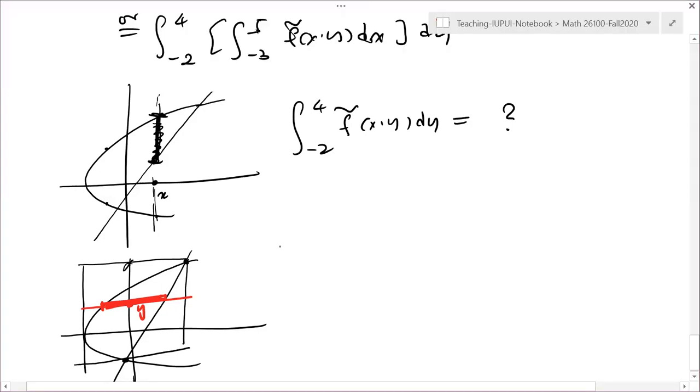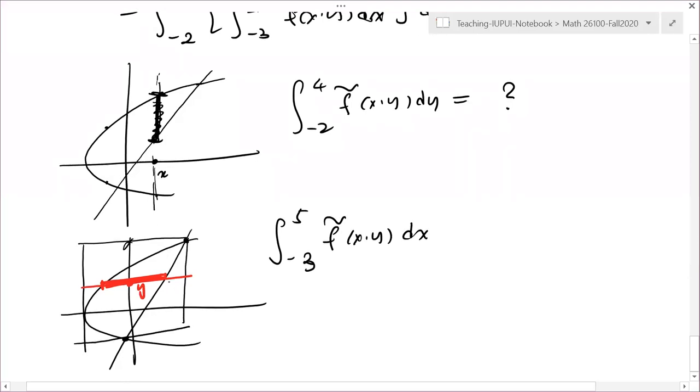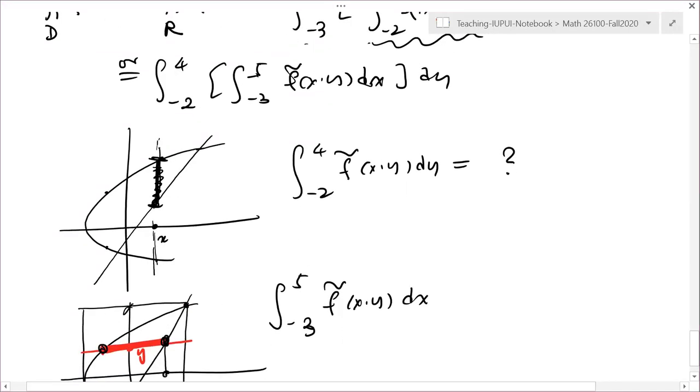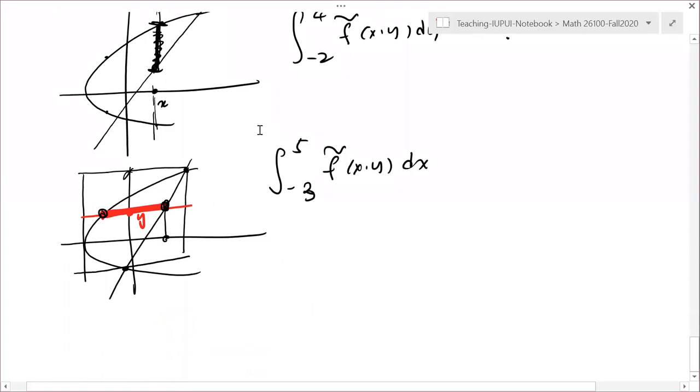So for the fixed y, I need to figure out what x is here. We can solve it. The corresponding x is on the line. The line equation is y equals x minus 1, so x equals y plus 1. So for x greater than that number, f tilde is 0.